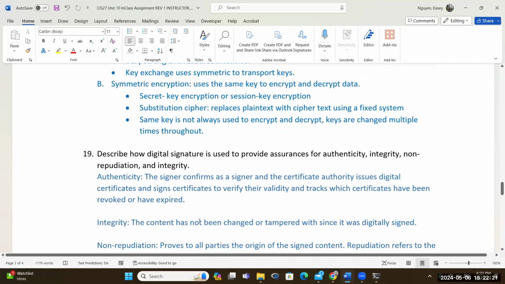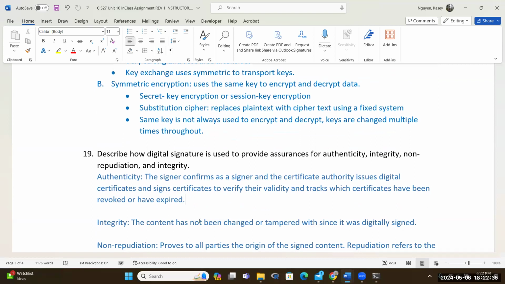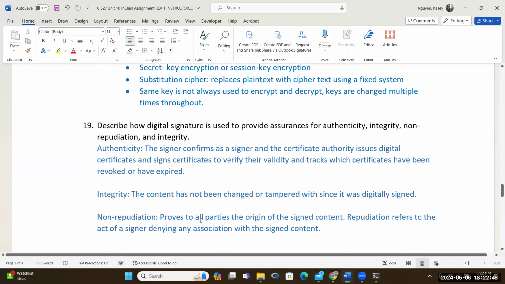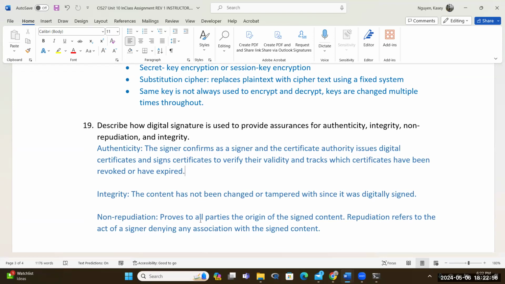Then the integrity part is that the content doesn't change. As you digitally sign, it validates that there's no tampering to that document. So when your document is accepted as a digitally signed document, it's saying that it's staying intact and the signer is legitimate. Then for non-repudiation, it proves to everyone that whatever was signed is an original.